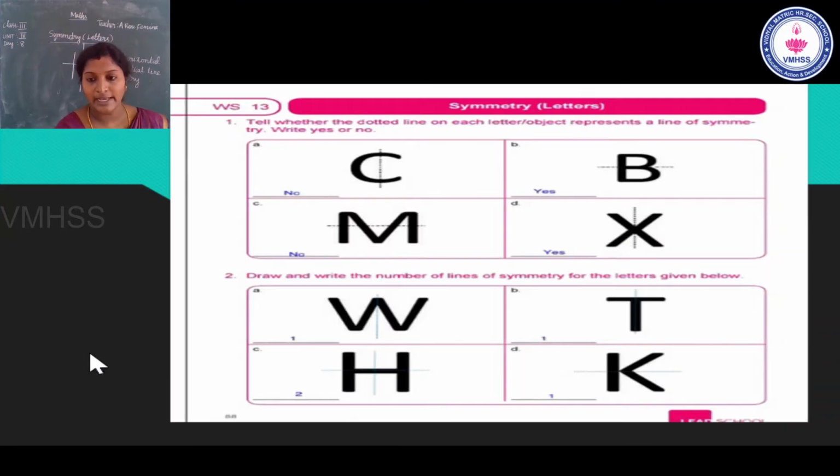Students, take a math book. Take page number 88. Symmetry letters. Tell whether the dotted line on each letter or object is a line of symmetry: yes or no. Students, take your maths book, page number 88. Worksheet number 13.